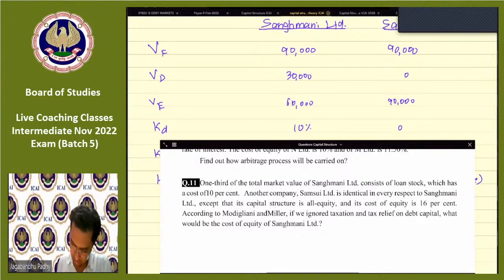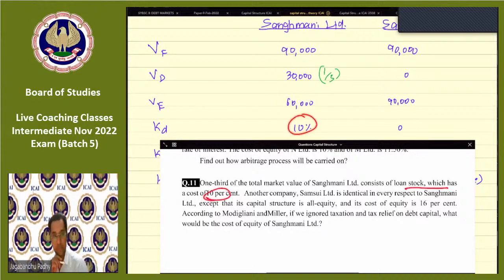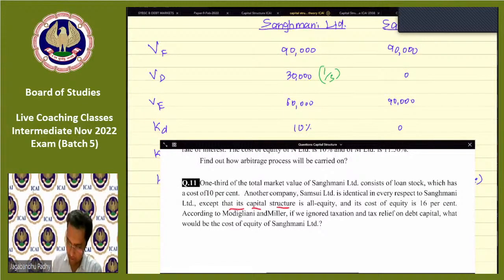Let us assume the value of the firm to be 90,000, out of which one third is debt. They have taken 90,000 purposely so that the value of debt becomes 1/3, which is 30,000. So we have the value of equity as 60,000. Cost of debt is 10%, right? And except that its capital structure is all equity and its cost of equity is 16%.